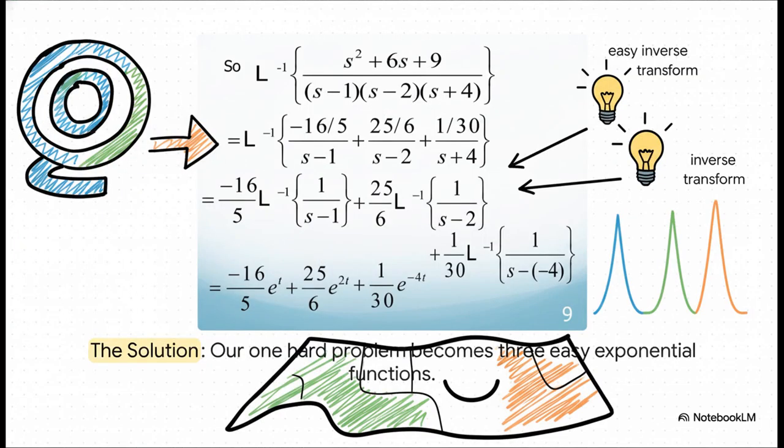And here it is, the payoff. Our one really difficult problem has just been transformed into the sum of 3 very easy ones. Each little piece now has that simple form of a constant over s minus a. And we know from our map that each one of those transforms back into a simple exponential function.